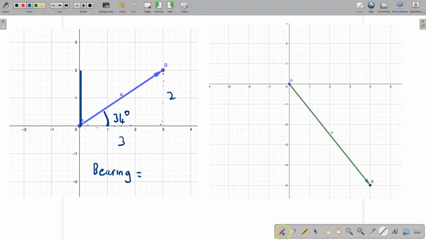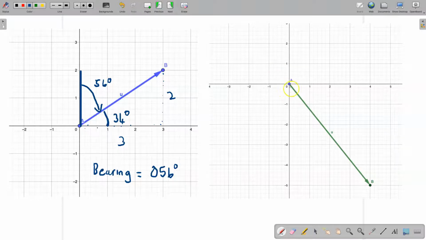So that's like your north line there, and I come around clockwise until I get to the line. So there's my bearing. So that's simply 90 take away 34. So that gives me the bearing of 56 degrees. But one last thing with bearings is that we must write bearings as 3 figures. So this one becomes 056 degrees.